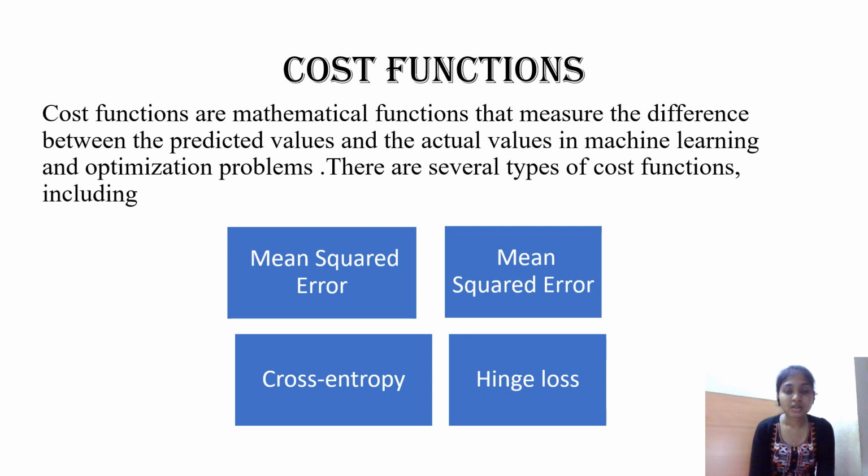Cost functions. Cost functions are mathematical functions that measure the difference between the predicted values and the actual values in machine learning and optimization problems. There are four types of cost function: mean squared error, mean absolute error, cross entropy, and the last is hinge loss.